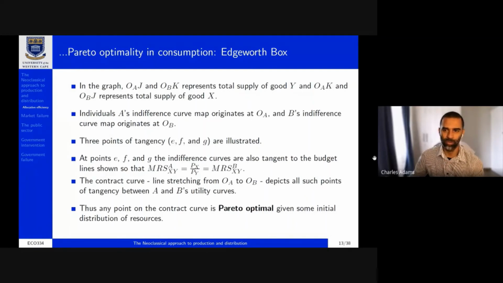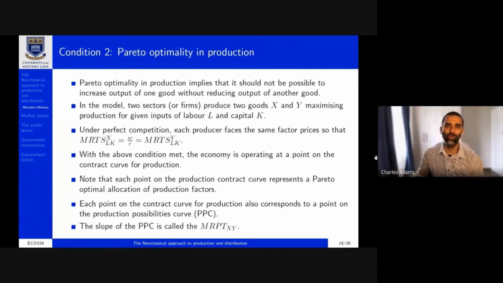So I'll skip this one and move on to talking about Pareto optimality in production. Here we just repeat the same process that we did, but this time looking at it from the perspective of firms and the production of the two goods using labor and capital.